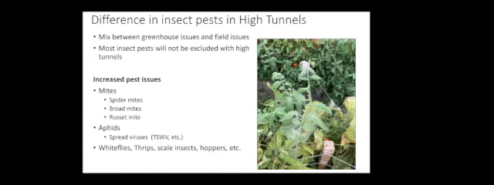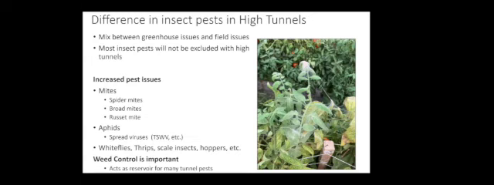Whiteflies and thrips, these are two of the biggest pests in high tunnels. But also you see things like scale insects and hoppers. These are all kind of your greenhouse typical issues. Whiteflies can be a big issue just on plant health in general. Thrips are going to bring in a lot of disease. And those are the ones that are going to transmit that tomato spotted wilt virus.